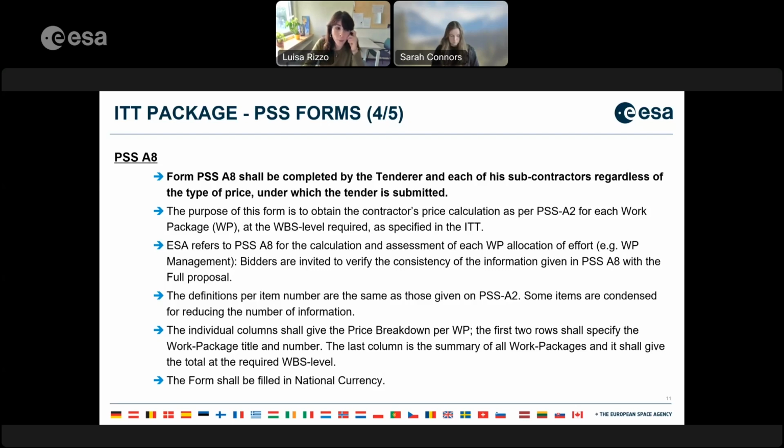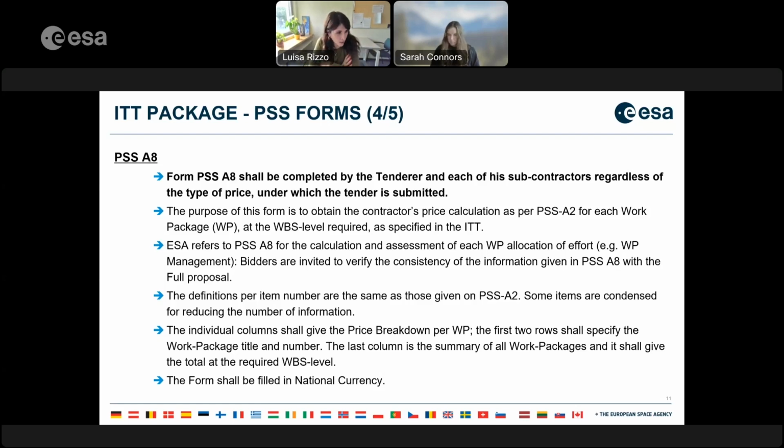Here we have an example. ESA refers to PSS A8 for the calculation and assessment of each work package allocation of effort, for instance, the work package of management. So bidders are strongly invited to verify the consistency of the information given in PSS A8 with the full proposal.